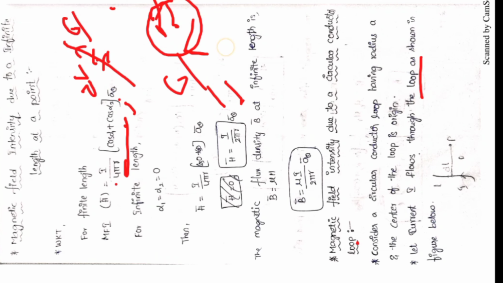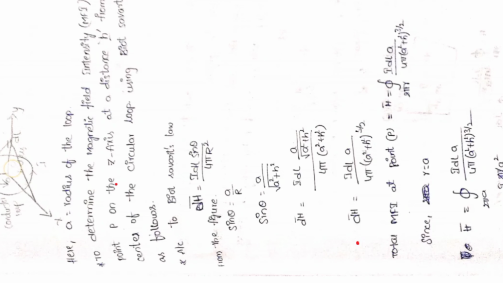Now we are going to find H bar at a point P, the magnetic field intensity due to a circular conductor loop. The conductor loop has radius A. We consider the XYZ coordinate system, that is, the Cartesian coordinate system. The center of the loop is O, the origin, and the loop has radius A. This is the loop in the XYZ coordinate system.